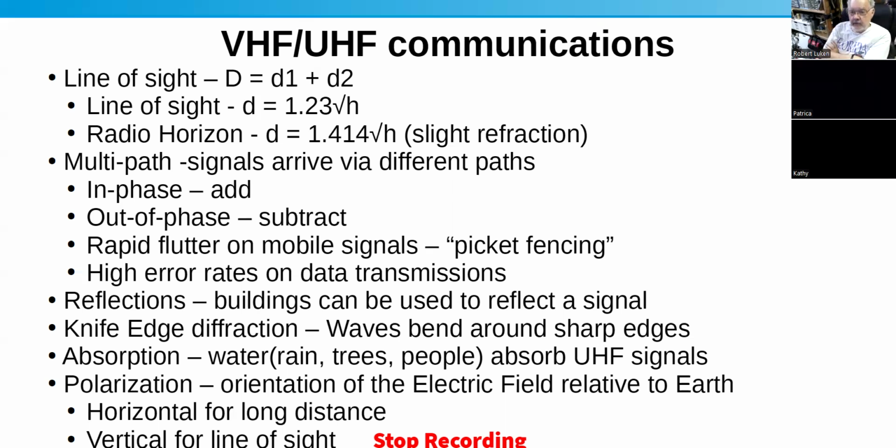Another issue when you're talking about VHF and particularly UHF communications is that those signals can be absorbed by water or things that contain water, like rain, fog, trees, people. People are mostly water, which is why in these big convention centers, they have to have a lot of access points because of the signal being absorbed by all those people.